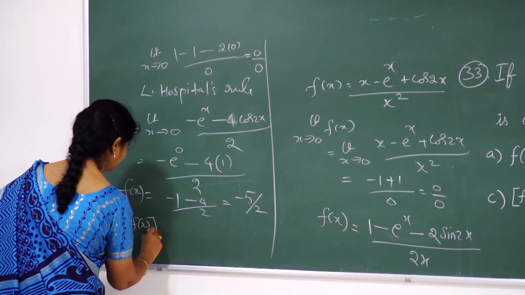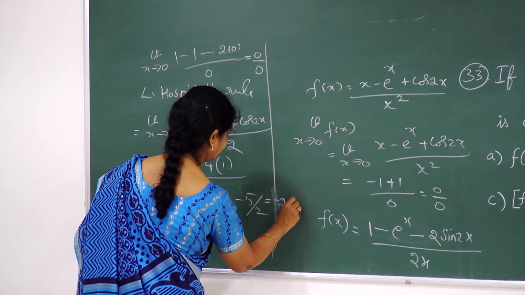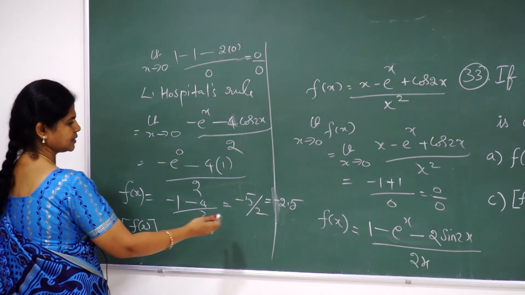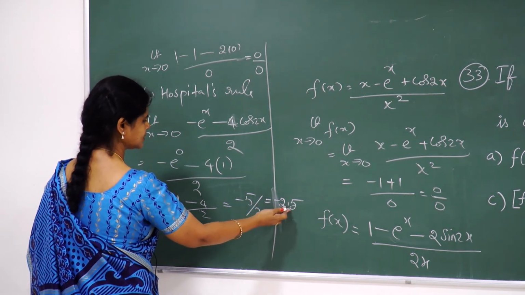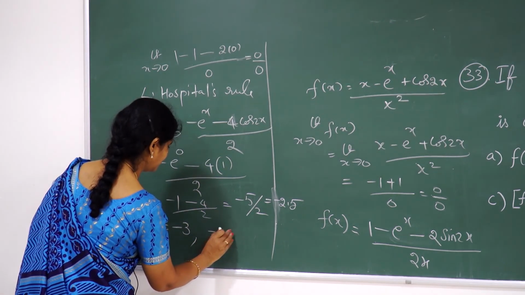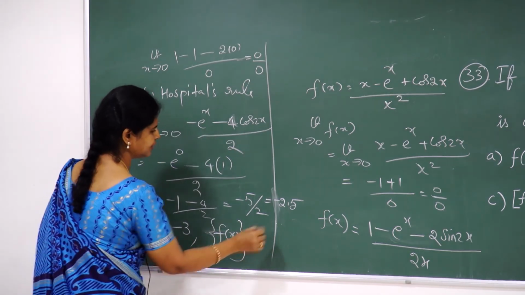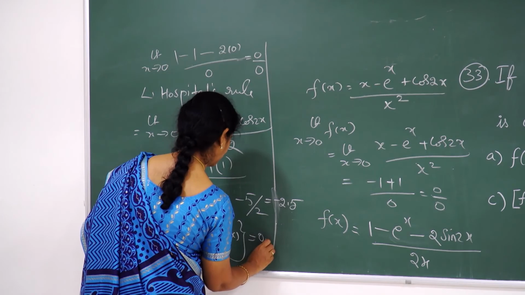Greatest integer of f(x) is, you can write this as minus f(y) minus 2.5. The greatest integer of f(x) is the integer on the left-hand side, which is minus 3. So this is minus 3. Next, the fractional part of f(x) is given by the decimal value, that is, minus 2.5 means the fractional part is 0.5.